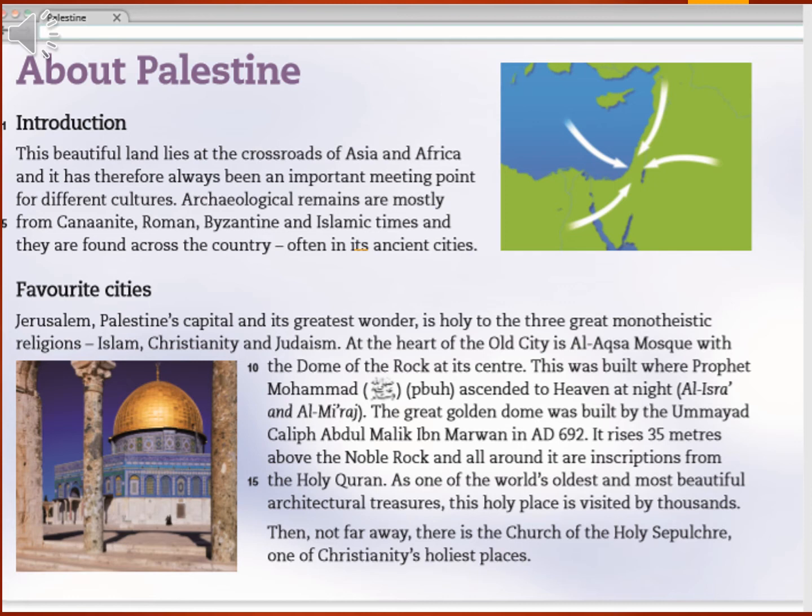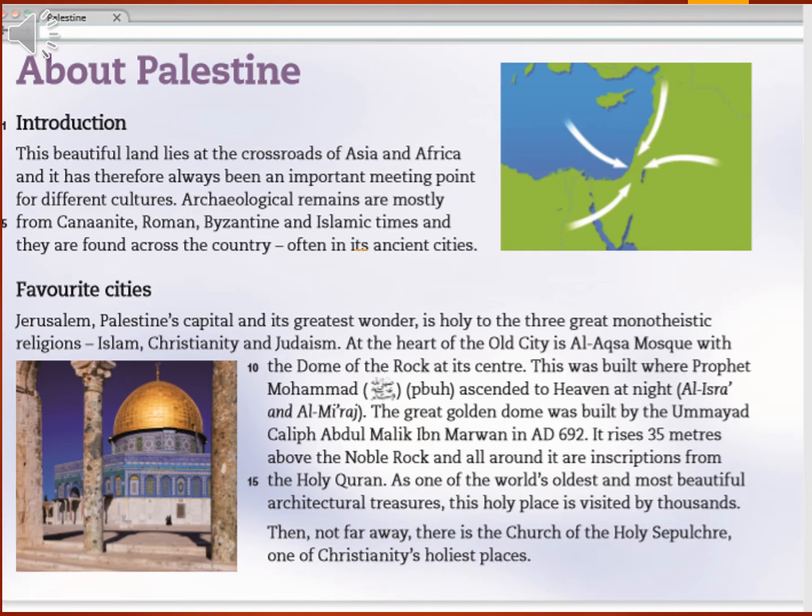Favorite cities: Jerusalem, Palestine's capital and its greatest wonder, is holy to the three great monotheistic religions: Islam, Christianity, and Judaism. At the heart of the old city is Al-Aqsa Mosque, with the Dome of the Rock at its center. This was built where Prophet Muhammad, peace be upon him, ascended to heaven at night, Al-Isra and Al-Miraj. The Great Golden Dome was built by the Umayyad Caliph Abdul Malik ibn Marwan in AD 692. It rises 35 meters above the noble rock, and all around it are inscriptions from the Holy Quran.